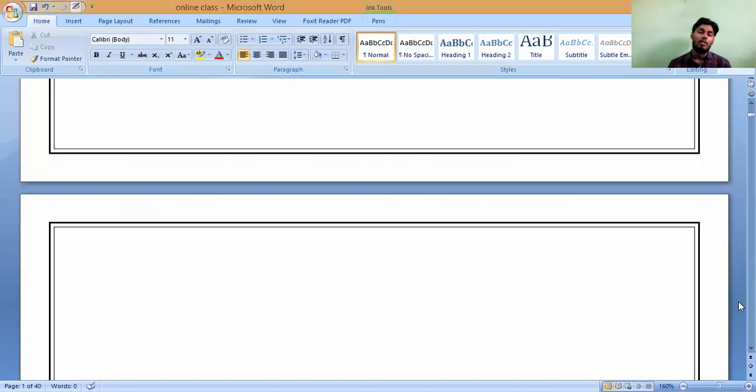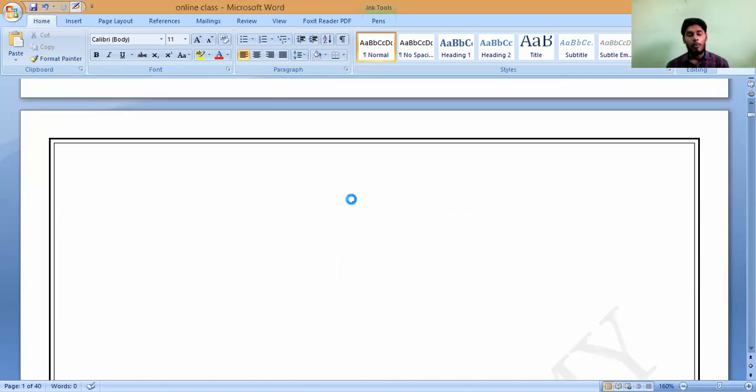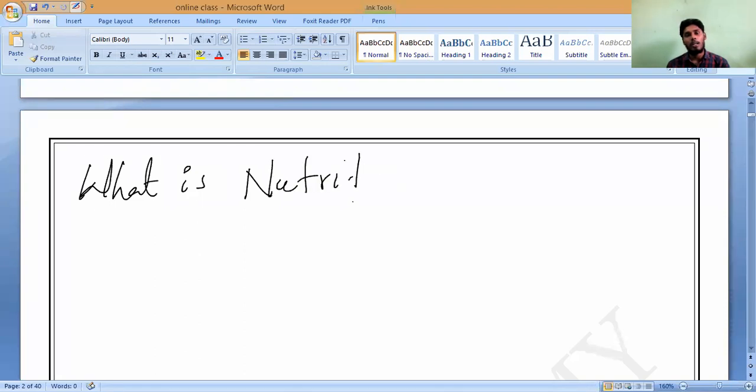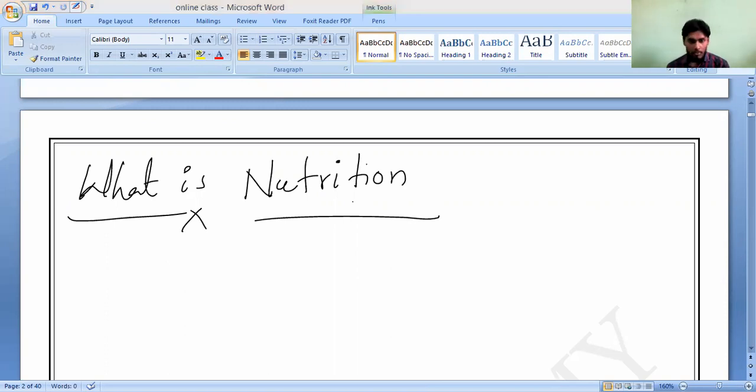So you may get a question in our coming PT exam: what is nutrition, and what is the importance of nutrition? You can write this. What is the definition of nutrition? Whatever the process of intake or consuming or taking of food and utilizing that food by the organism is called nutrition. Please write it.